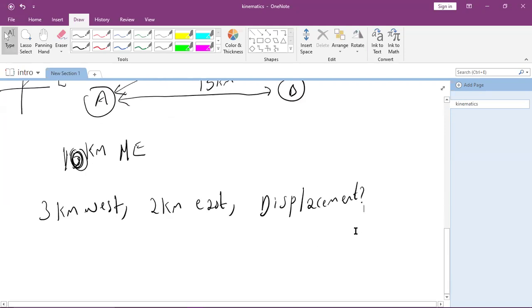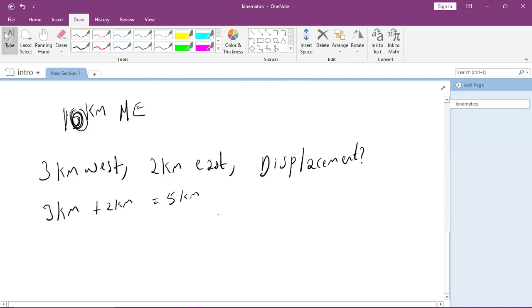Now, if you ask us a question, the total distance traveled will be just 3 kilometers plus 2, which is 5 kilometers. But when you're talking about displacements, remember, always put your focal point in your mind somewhere. So imagine the starting point. She's going west, that means she's going in this direction, 3 kilometers. But she turned around and went backwards 2 kilometers east. East is this direction.